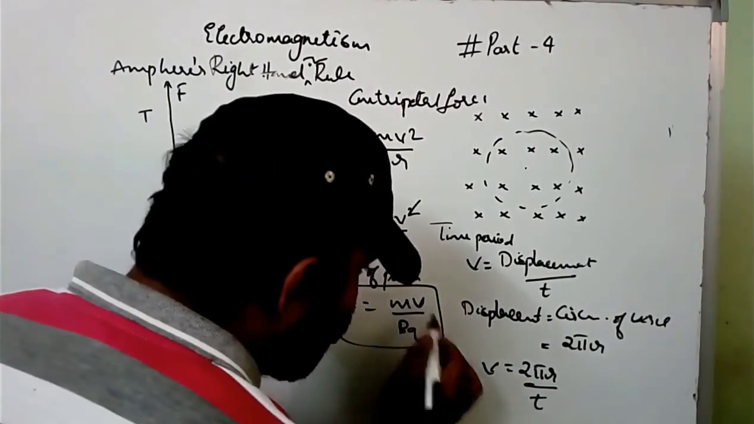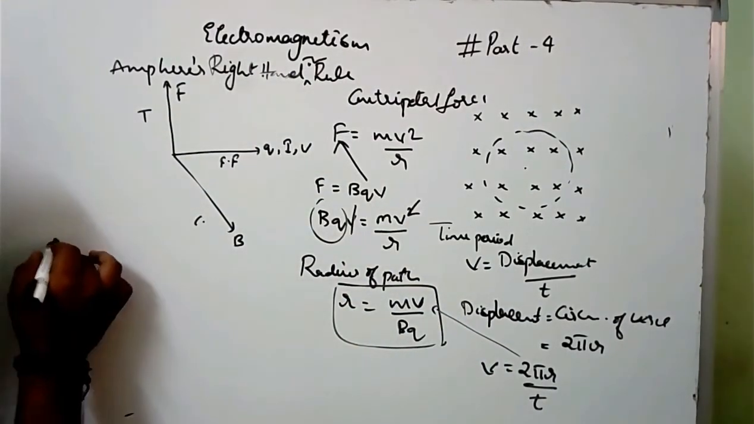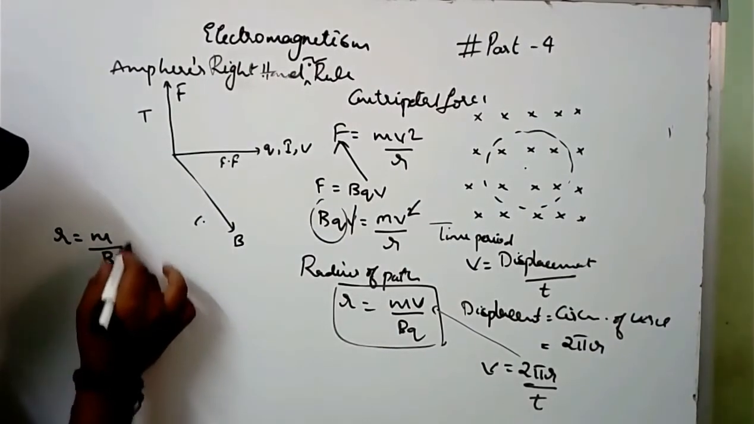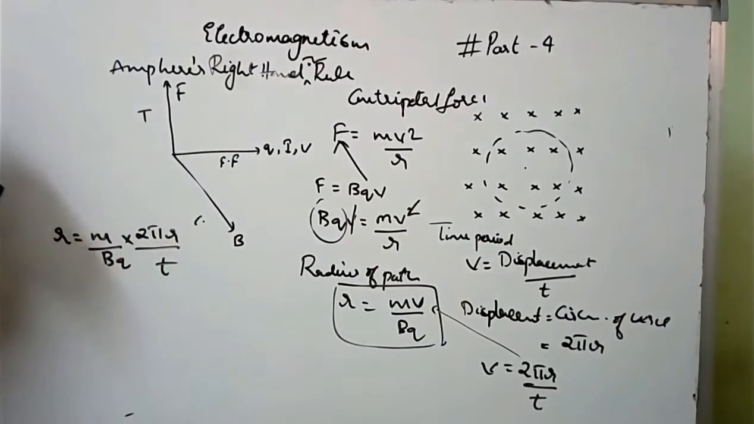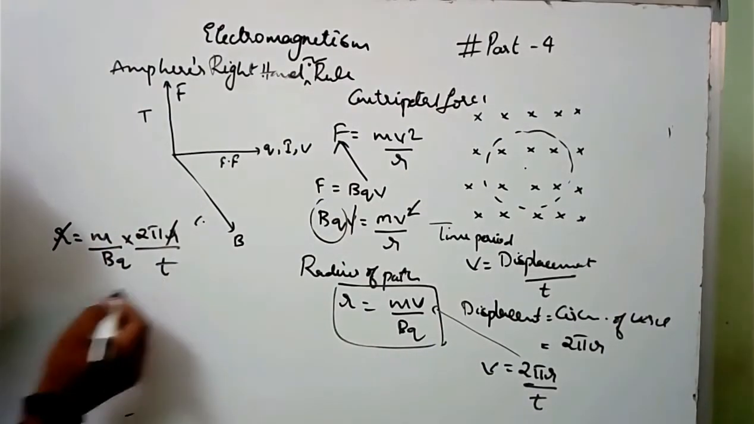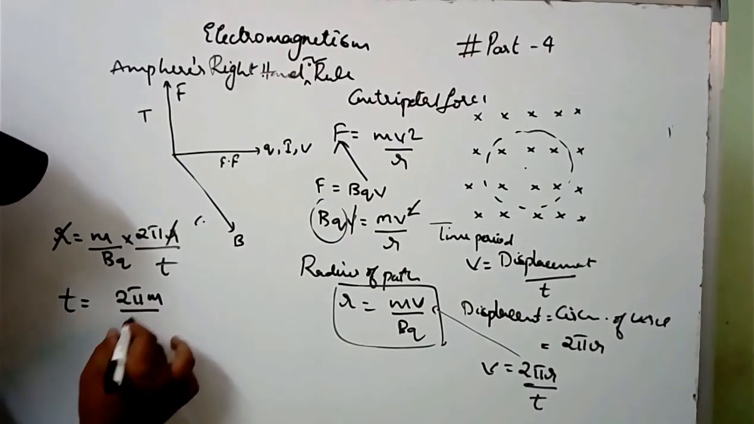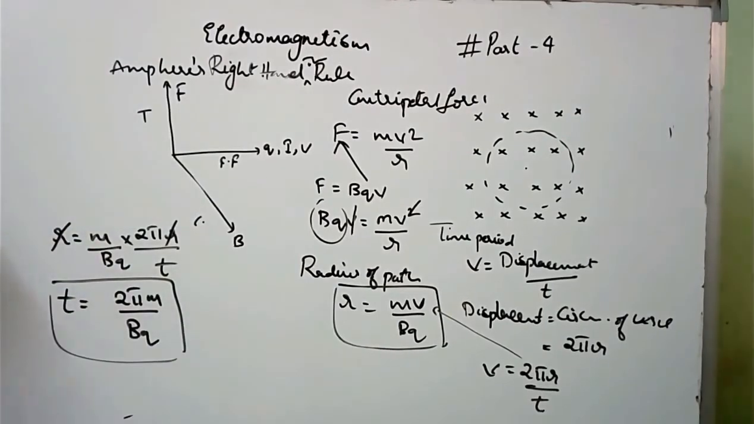So in place of v, shall I write this value here? You can write the value. So what you will get? R is equal to m by BQ into 2 pi r by t. Here r and r get cancelled. Bring this t to the right side, what will you get? T is equal to 2 pi m by BQ. What does this t tell about? T tells about the time period taken by the particle to revolve around in the magnetic field.